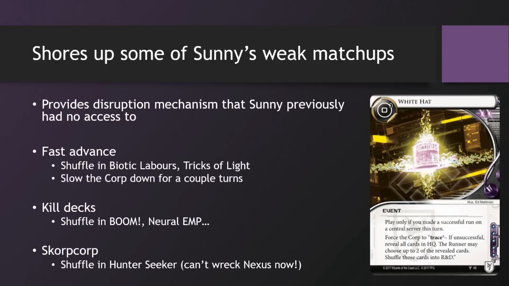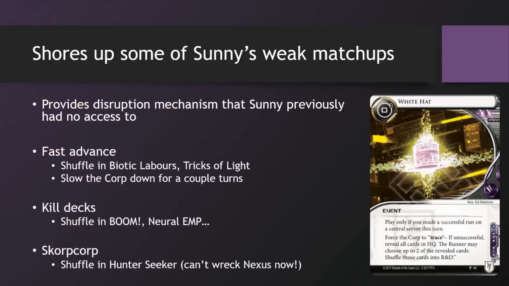Previously, Sunny was very weak to fast advance. Obviously, she has no counter to fast advance tools and no way to disrupt those fast advance operations from hand, like Baltic Labs and Tricks of Light. White Hat solves that problem, or at least slows the Corp down for a couple turns as they are forced to find the Baltics and Tricks of Light that you just shuffled back into their R&D.